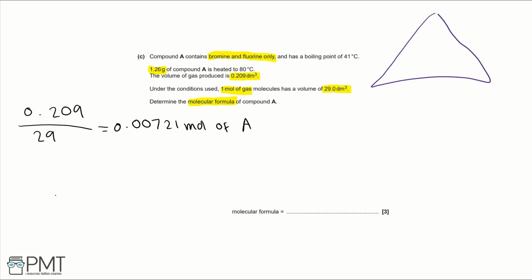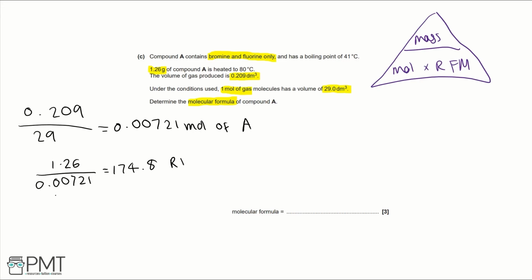Then we're going to use an equation triangle. The equation triangle that we're going to use is mass is equal to moles times the relative formula mass. So if we work out the relative formula mass, that's going to be 1.26, which is our mass of A, divided by 0.00721 moles, which equals 174.8, which is the relative formula mass of A.